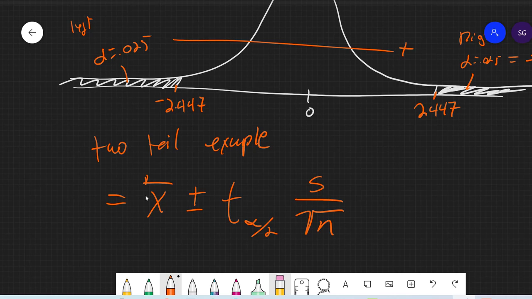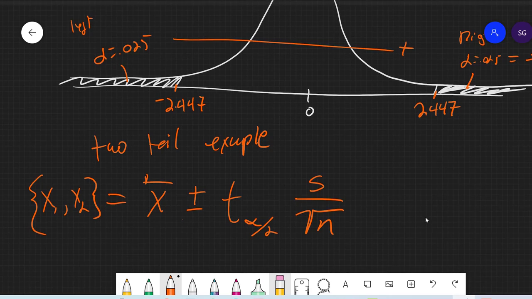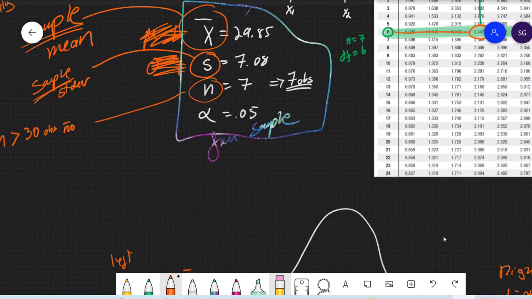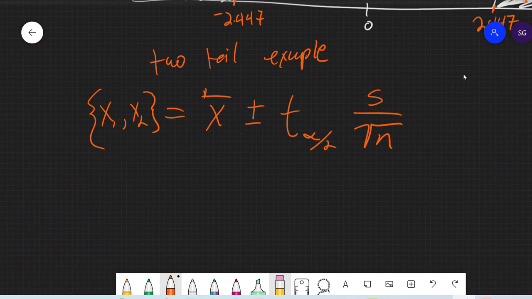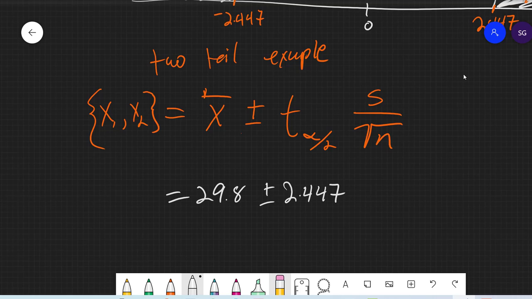All right, and this is going to give me x sub 1, and it's going to give me x sub 2. How do you know? Because of the plus and minus, right? Let's do a little plug and play stuff in here. Matter of fact, let's go back up here and grab 29.8, 7.08. All right. So this is going to be equal to 29.8 plus and minus our t-distribution, which is 2.447 times s, which was 7.08 over the square root of n.